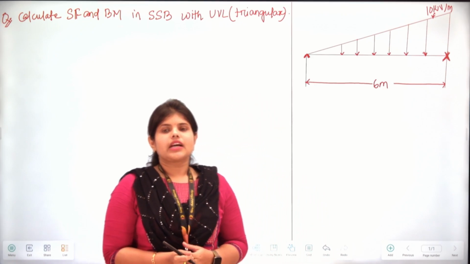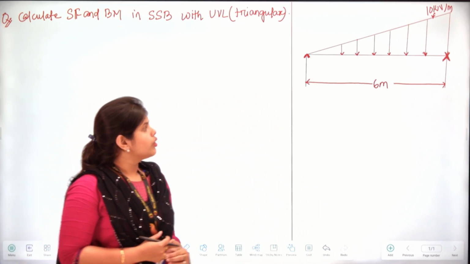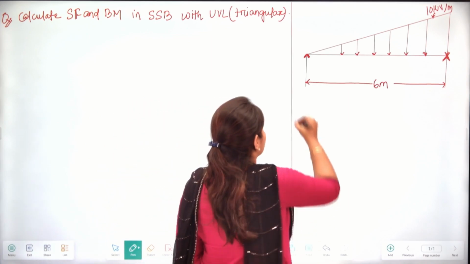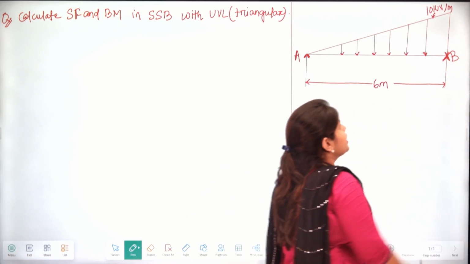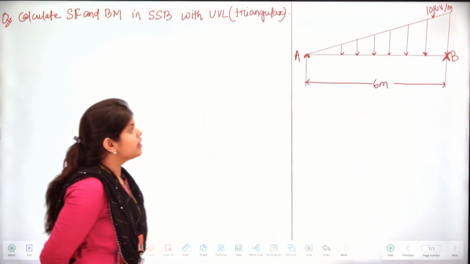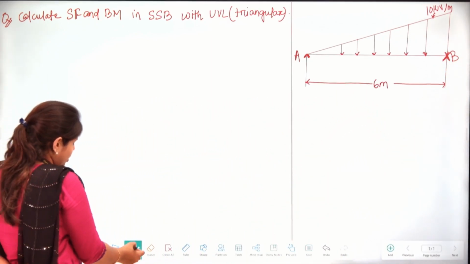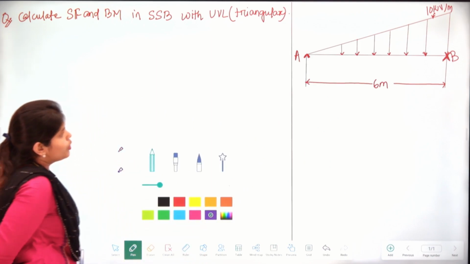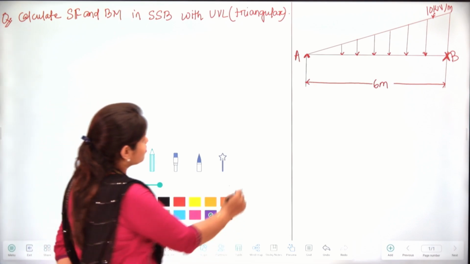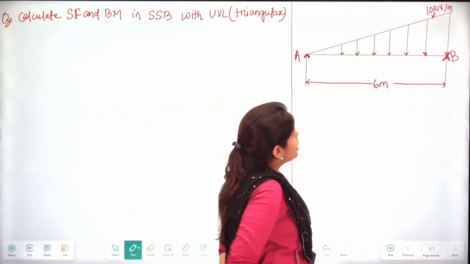In this class, we will solve a numerical on a beam named AB, with an application of UVL. You can see the UVL is triangular in shape. So let's solve the numerical.